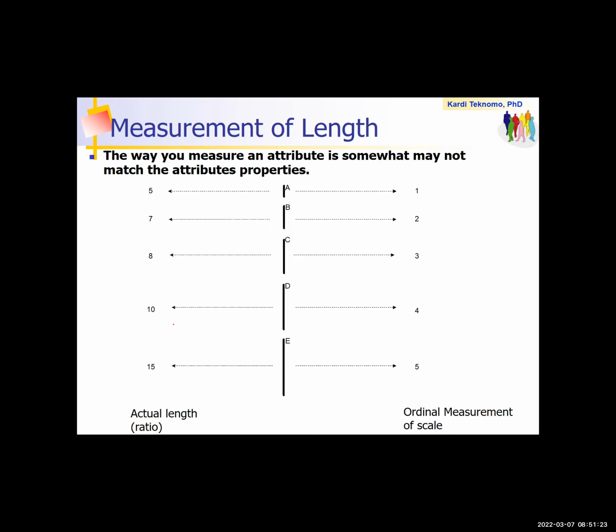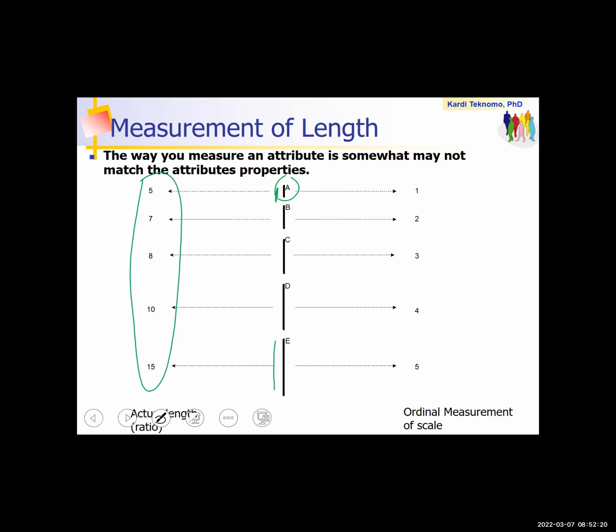the way you measure an attribute or the variable may not match the attribute property. So in this example, okay, you may want to do mapping between the actual length, which is in ratio on the left hand side here. Okay, so this is the actual measurement of this length. Okay, so this line is 15, this line, the length is 5, and then you want to put that into ordinal. So you can put back from ratio to ordinal.